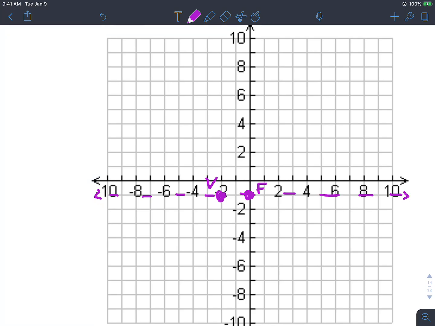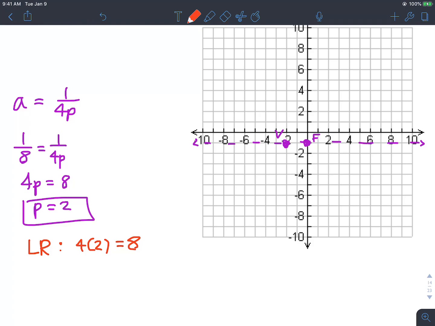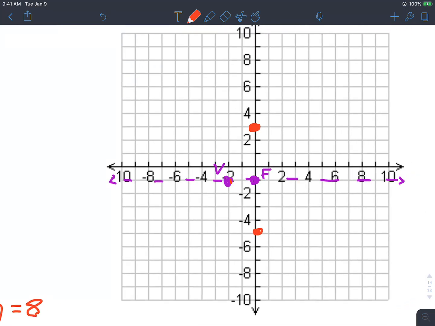Okay, and then you're going to go and get your LR. So we get the LR points. LR is always going to be 4 times your P value. So 4 times 2, which would be 8. Now you need the LR to be 8 total units. So I'm going to do half of that above the focus and half of that below. So I'm going to go up 4 units. I think that'd be up here. And then down 4 units. That's going to be down there. And then sketch your graph from there. That's typically all we're going to graph on these.